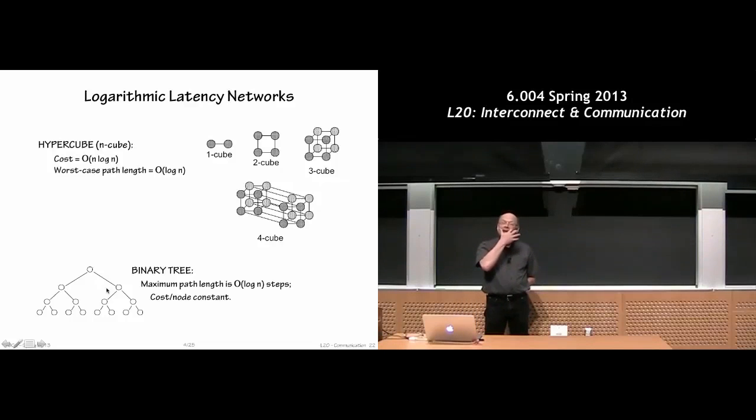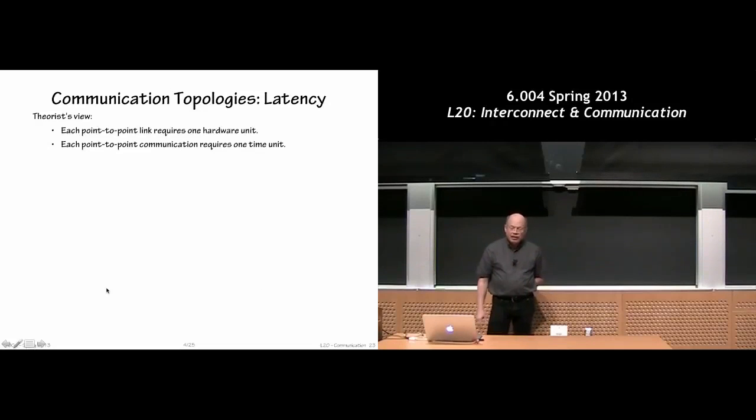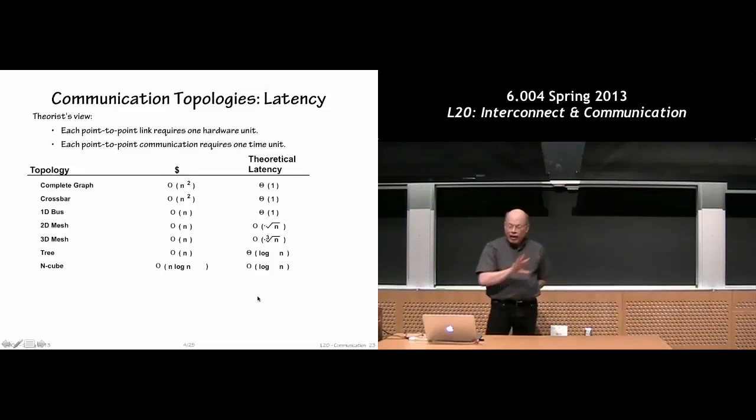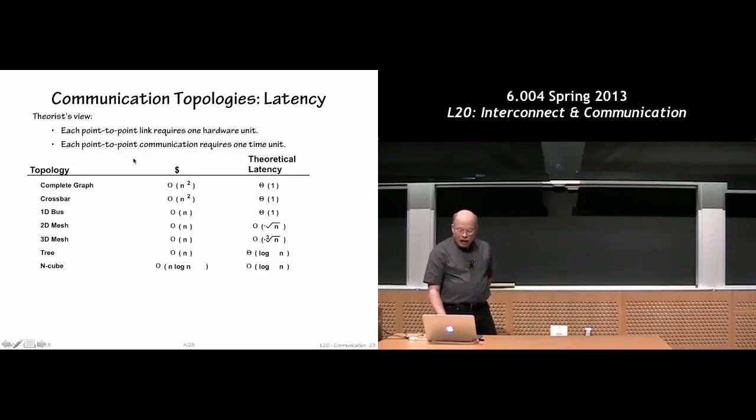So you as architects will have a lot of different choices to make. Okay. So we can go off and talk about the hardware cost, which is associated with the number of links that are active at any given time, and the theoretical latency. You know, how long does it take to communicate a message from one processor to another? And so this is sort of the theorist's view.